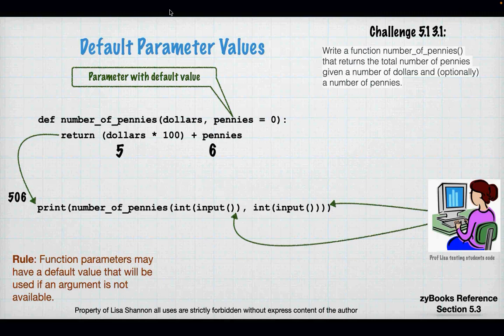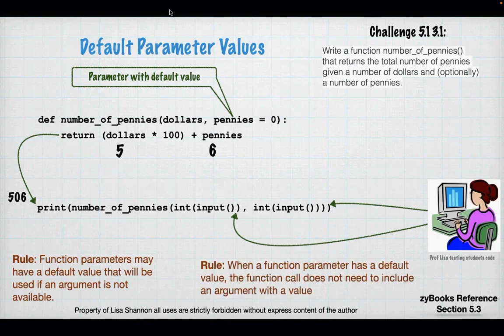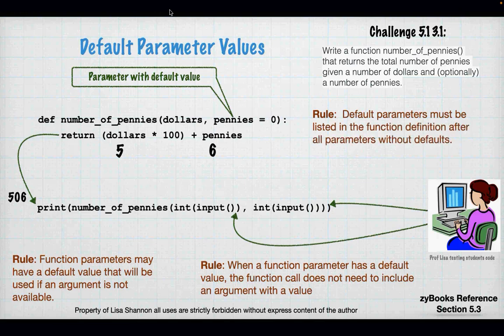All function parameters may have a default value. However, all function parameters that do not have a default value have to occur first in the function definition before any parameters that have default values. When you have a function that has a default value, the call does not need to include an argument with that value. And it makes it very easy. It makes it nice.